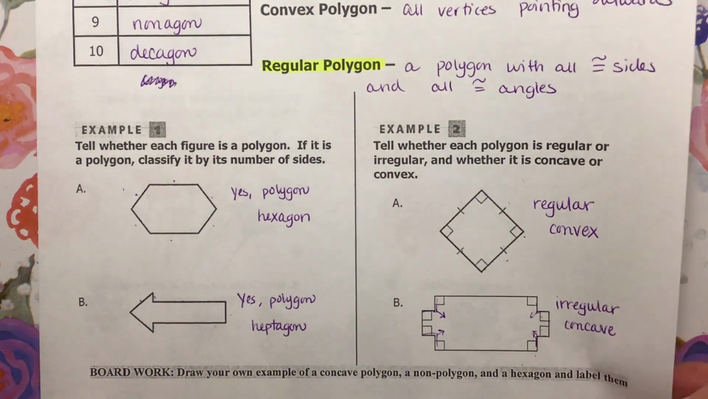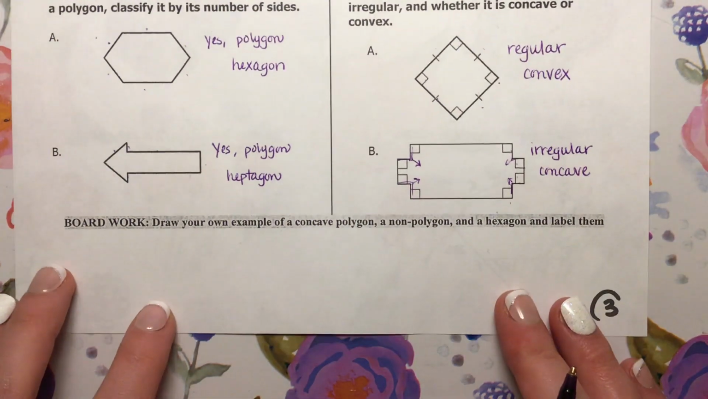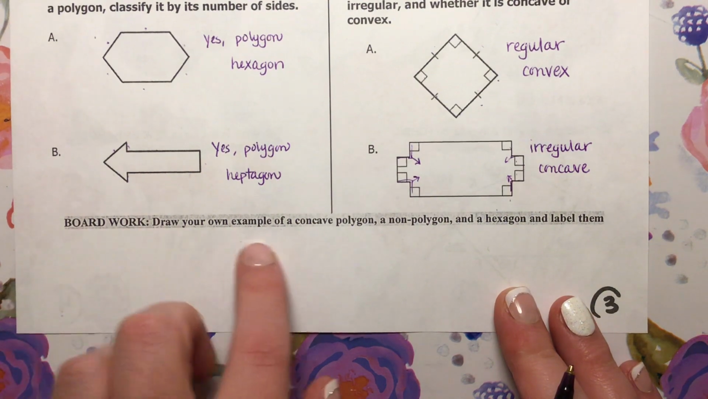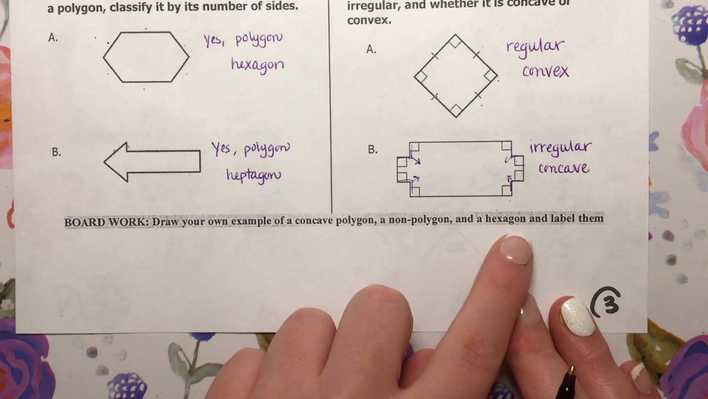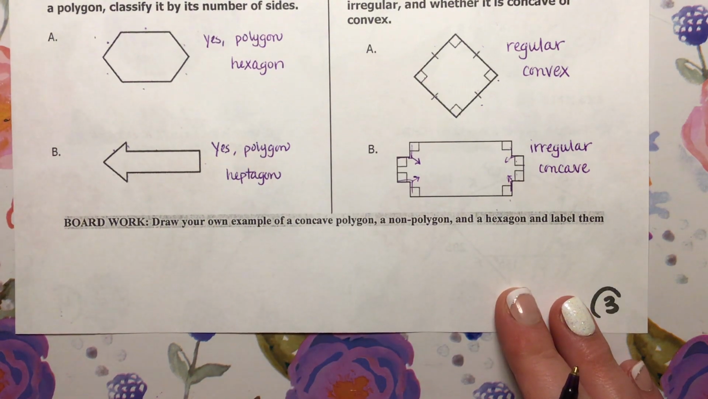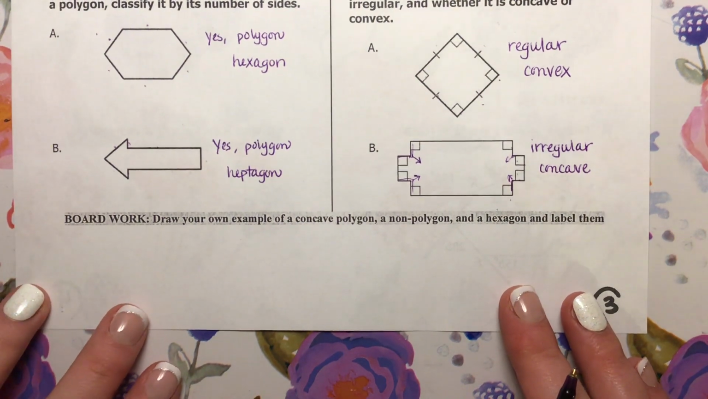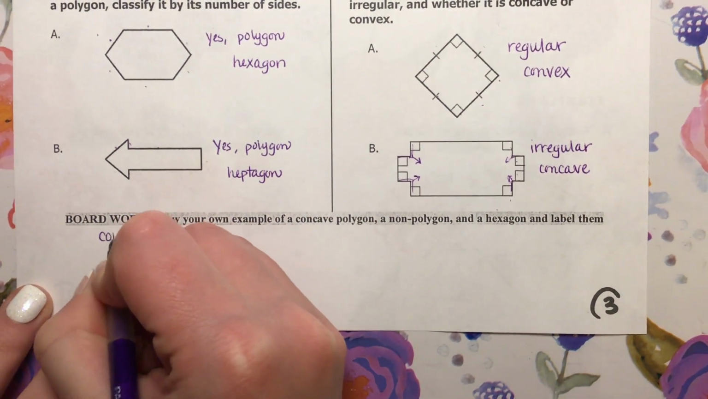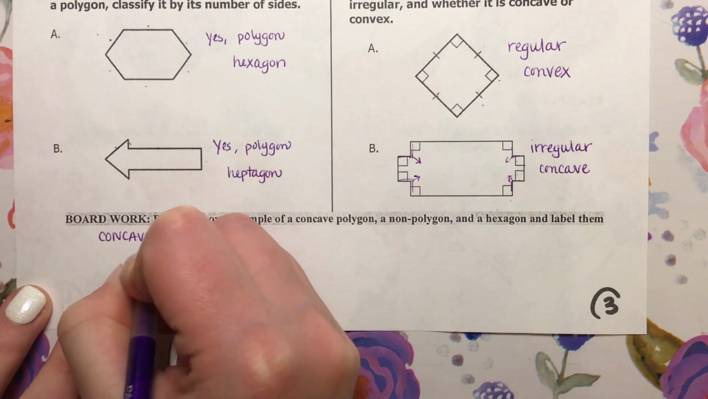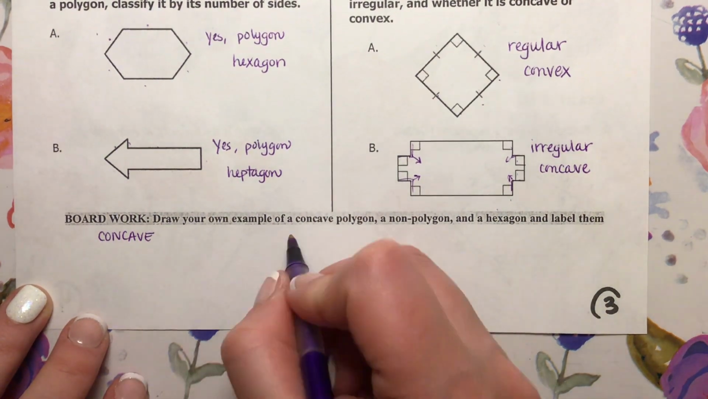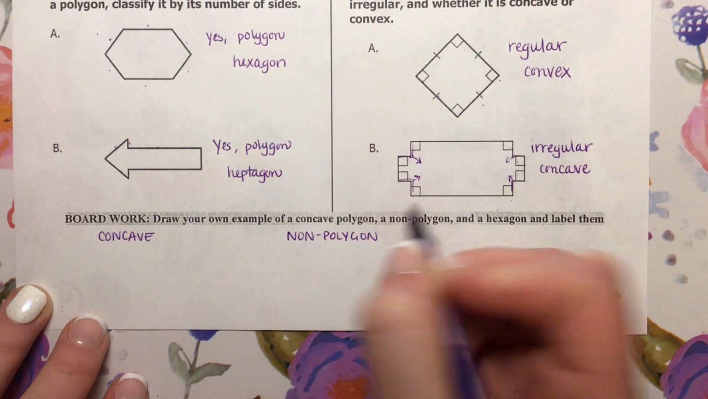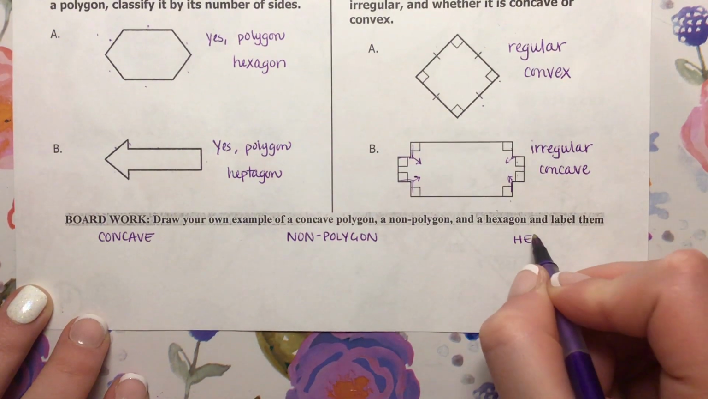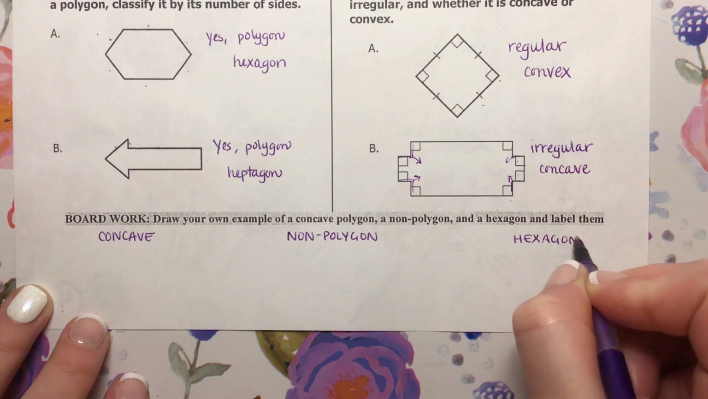Now we can draw down here. It says board work. And then it says, draw your own example of a concave polygon, a non-polygon, and a hexagon and label them. So it would be great for you to pause the video real fast and see if you can draw some examples on your own, but I'll give you a couple examples as well. So these guys are going to be concave, what I draw under there. This is going to be a non-polygon right here, and then these guys are going to be hexagons.